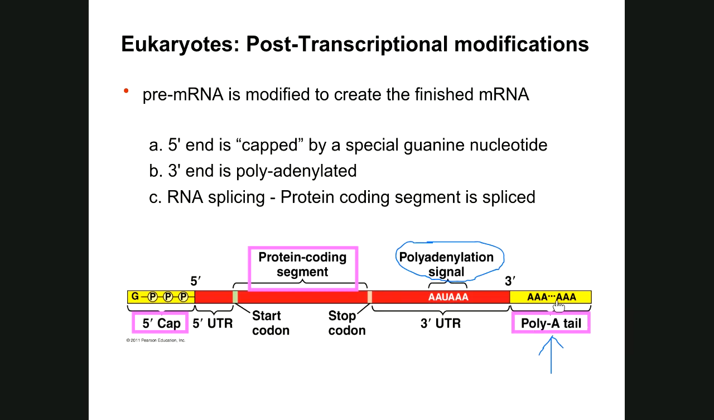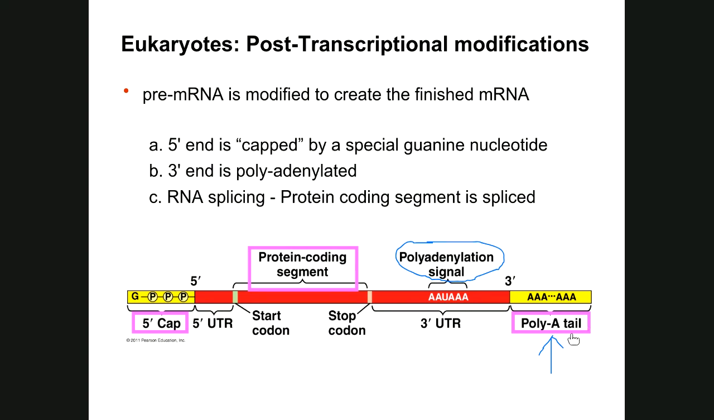This poly A tail could be formed by 50 RNA nucleotides, all with the base adenine, or it could be formed by 500 RNA nucleotides, all with the base adenine. Therefore, they simplify it and simply call it the poly A tail.